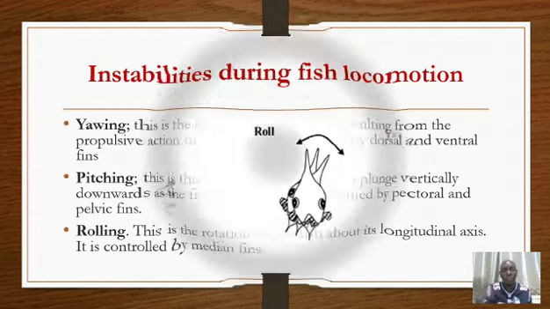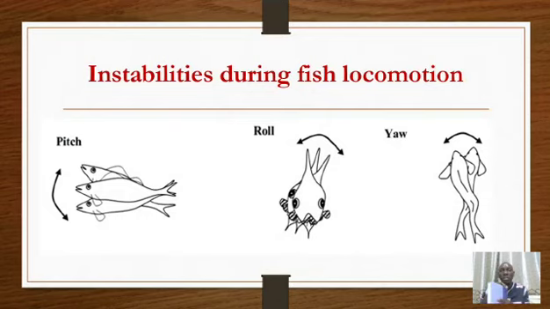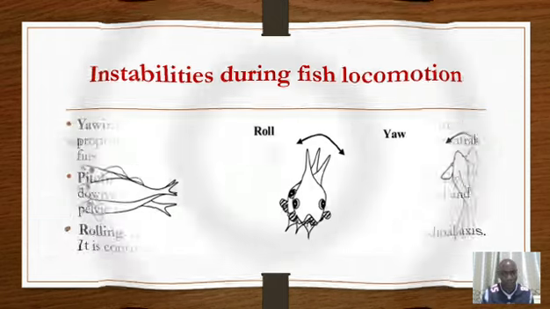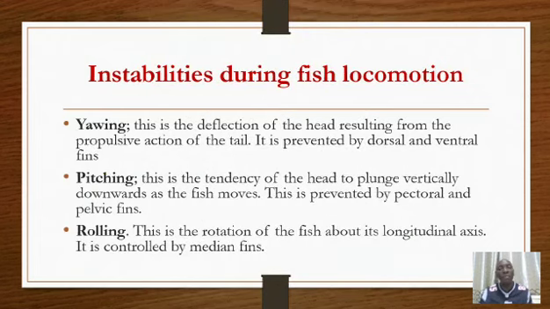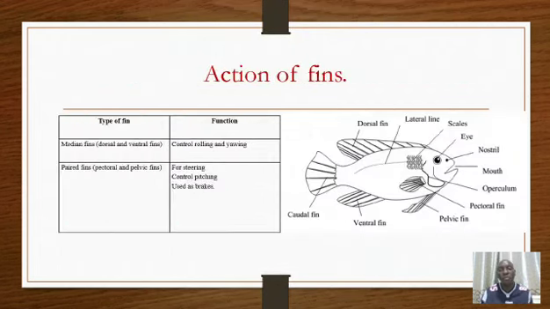So when we look at that image, the one for yawing, it is showing us that the head is getting deflected, like that. So if it gets deflected, pushed side to side, that would make the fish unstable. That is why we are calling it an instability during locomotion. But remember, we said yawing is prevented by the dorsal and the ventral fins. The dorsal fin up, the ventral fin down.